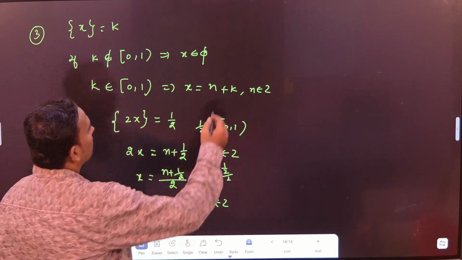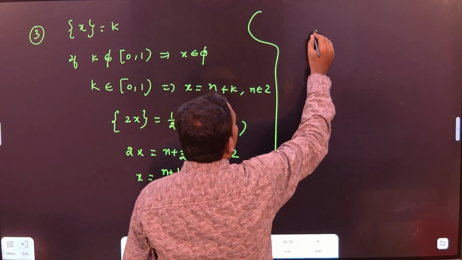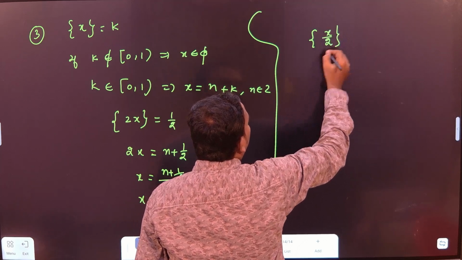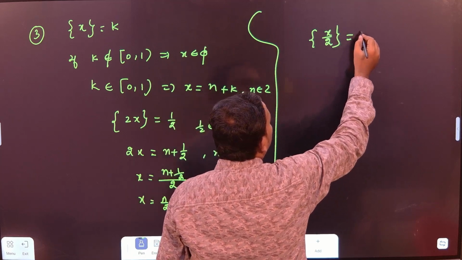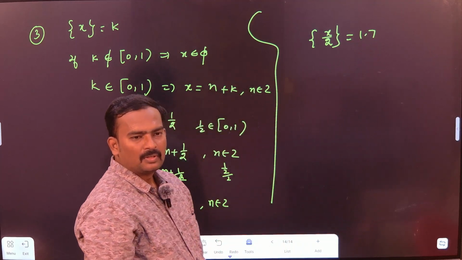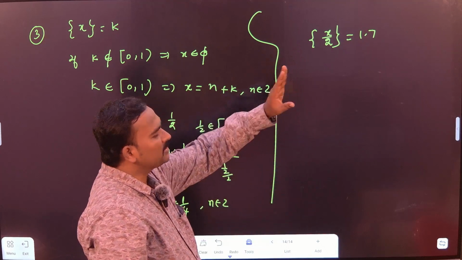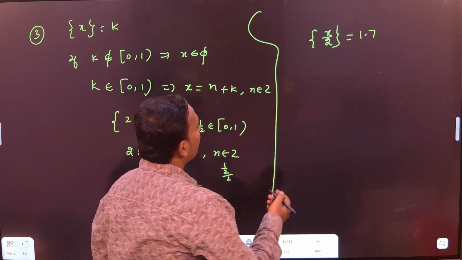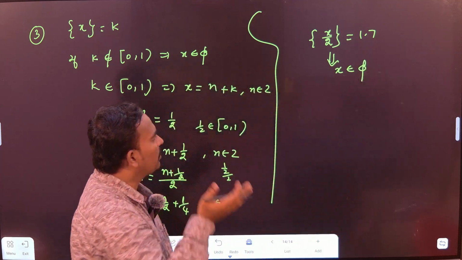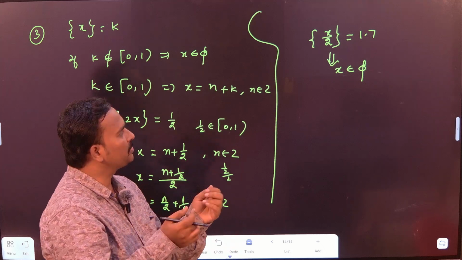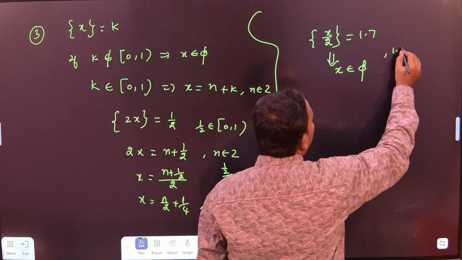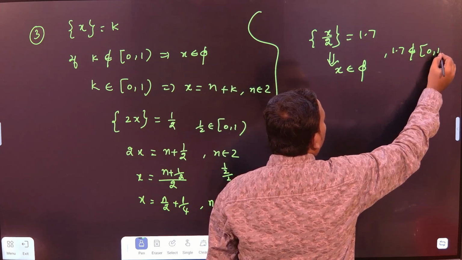Let me take one more example. Let's take the fractional part of x by 2 equal to 1.7. Is there any possibility there? The output is more than 1, so definitely you can say x belongs to the empty set. There is no such x value possible such that the fractional part of x by 2 is equal to 1.7, because 1.7 does not belong to 0 to 1, right?